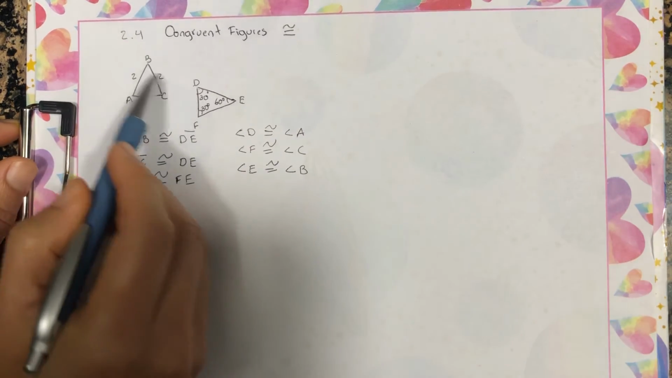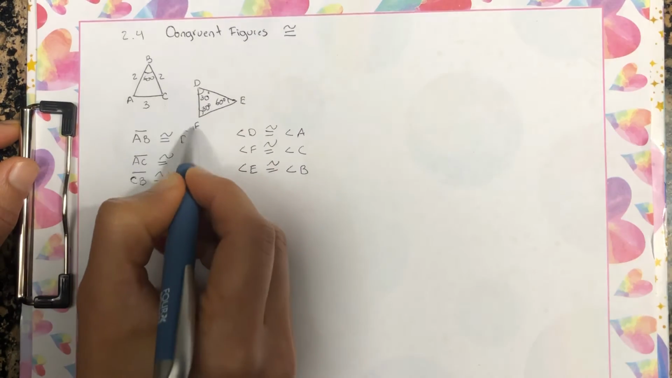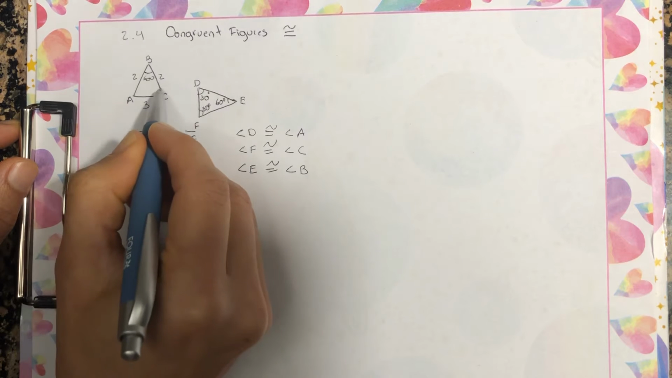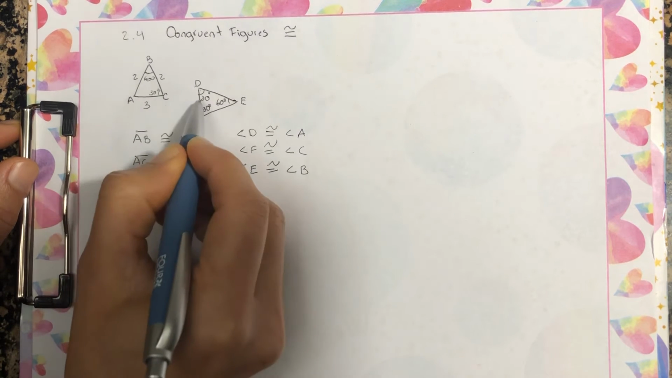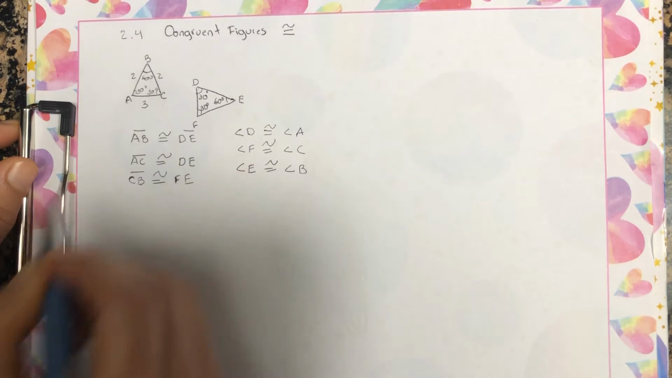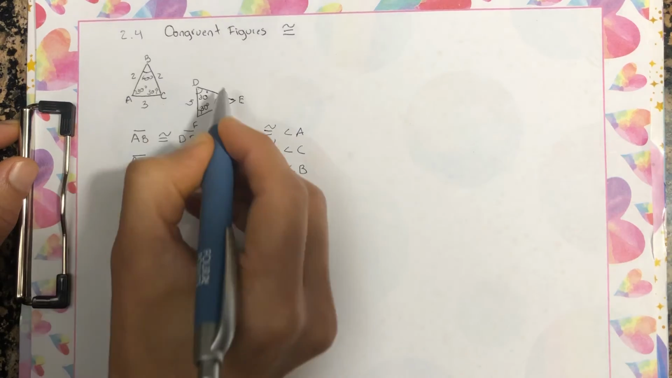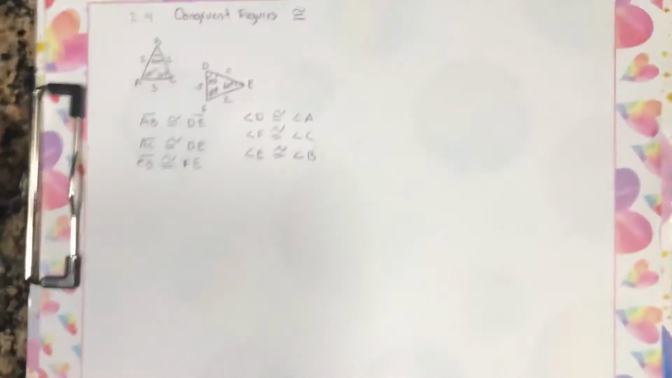So I know that B needs to measure the same as this. B needs to be 60 degrees. F needs to be 30 degrees here. And D, same as A, is 30 degrees here. And same with the sides. AC, which is down here, this one needs to be 3, and this 2 and 2.